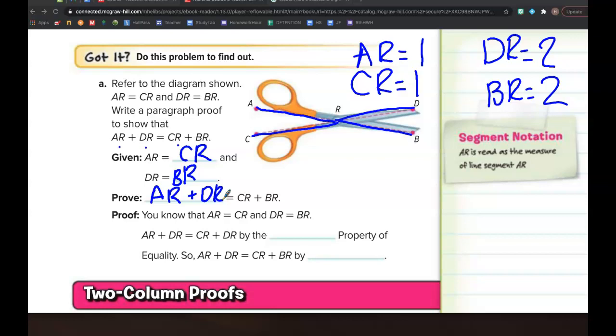Okay, so if I were to add AR and DR together, I would have 1 plus 2, right? And if I were to add CR and BR together, I would have 1 plus 2. Now, I could also say that since AR and CR are the same thing, so let's just start there. So this is the property of addition, because I added them together, correct? Of equality, so what you do to one side, you have to do the other side. That's what equality means.